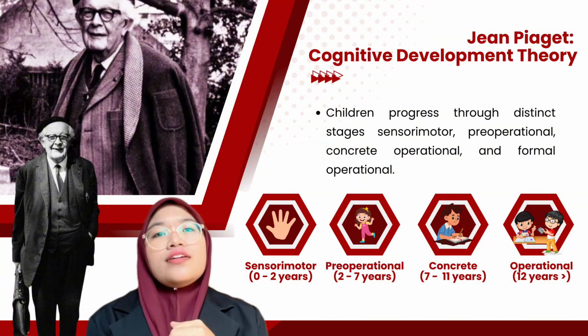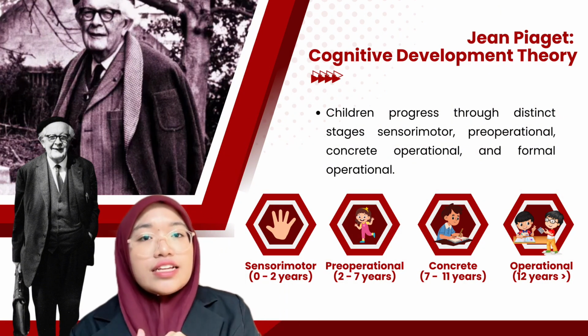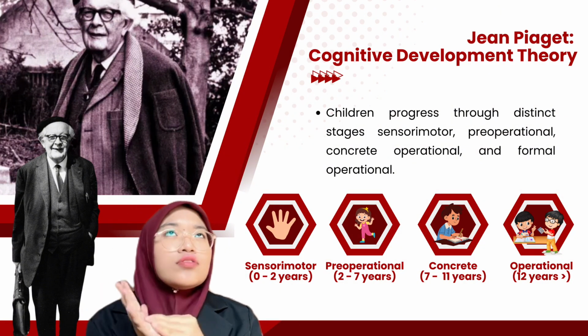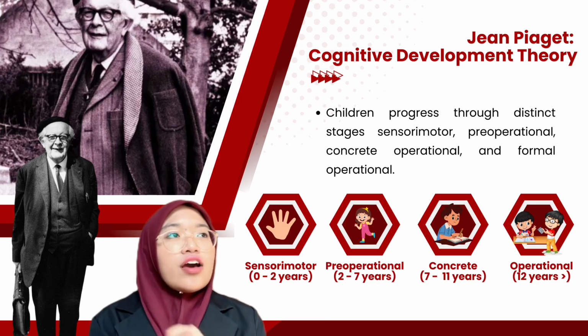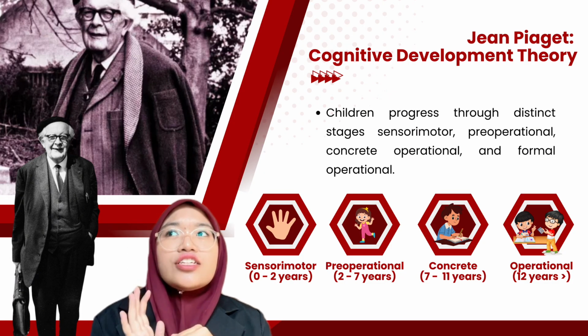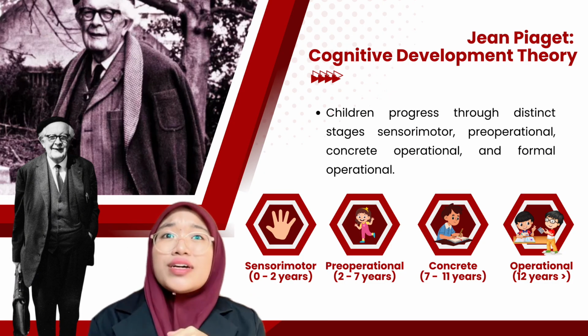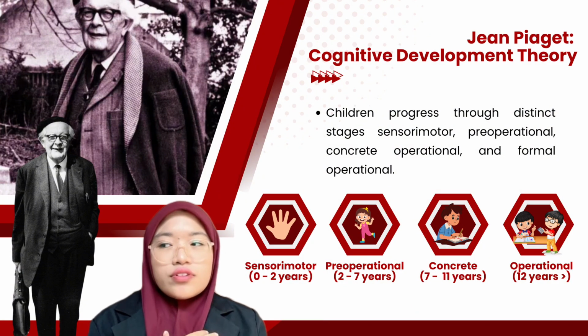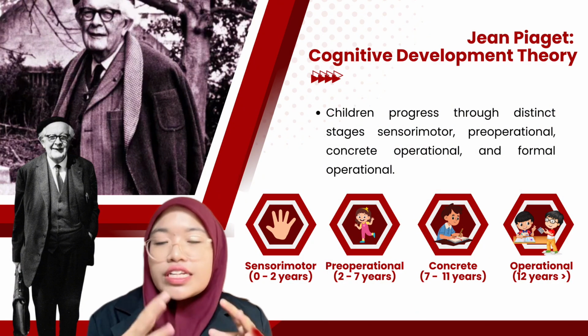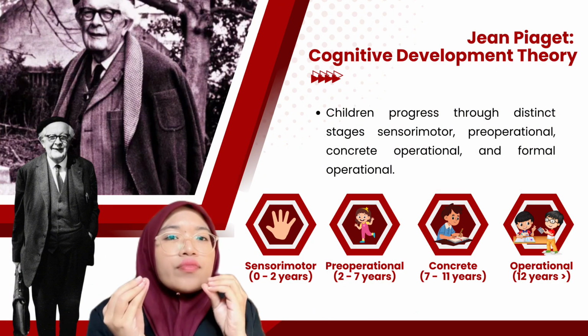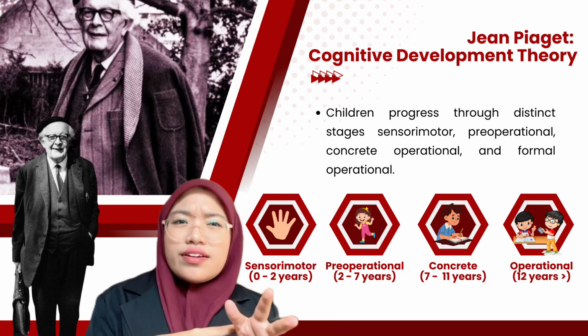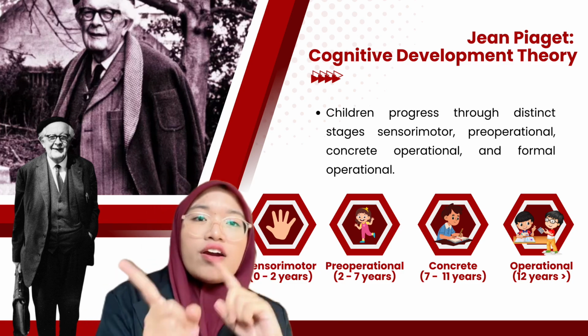At the pre-operational stage, from the age of 2 to 7 years old, they will discover a lot. At this stage, they will do more experiments by themselves. They will figure things out and they will play with it. I will explain it on the next slide.